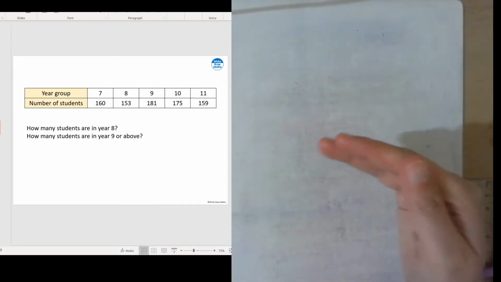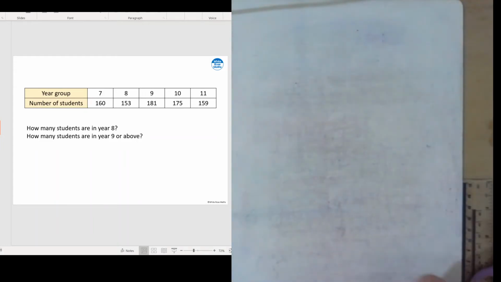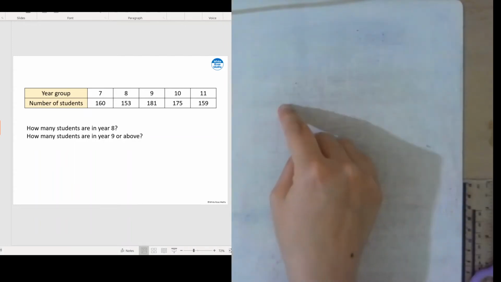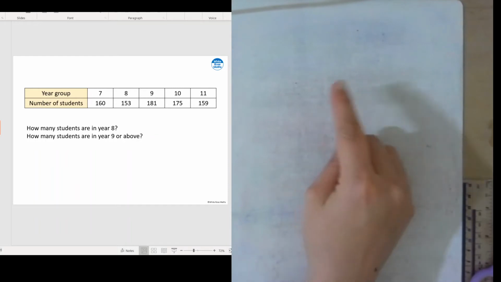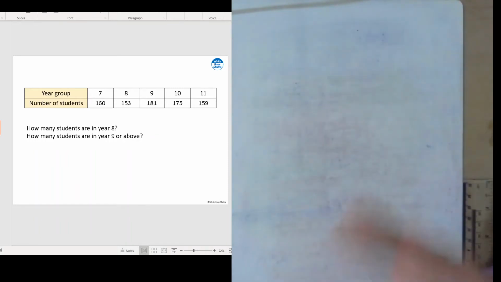Okay, so this is another example of a frequency table, but instead of putting it in vertical columns, they've actually just put it horizontally. Okay, so I'm saying how many people in year 7, how many people in year 8, how many people in year 9. So instead of writing frequency, they've just put number of students. So as I've said, frequency just means number of.